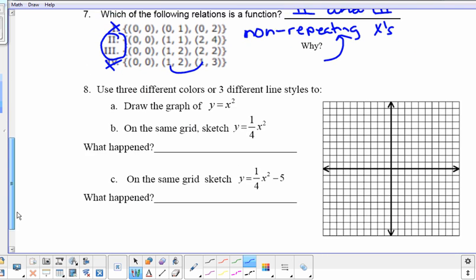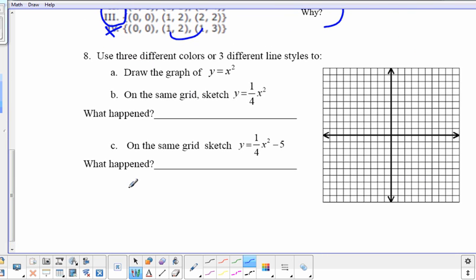Alright, use 3 different colors or 3 different line styles to draw the graph of y equals x squared. So that's our parent function. Draw your parent function right here in the middle somewhere, just kind of a medium-sized parabola. Same grid, sketch 1/4 x squared.